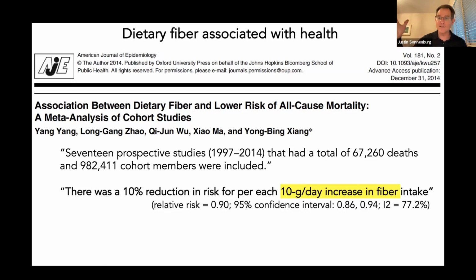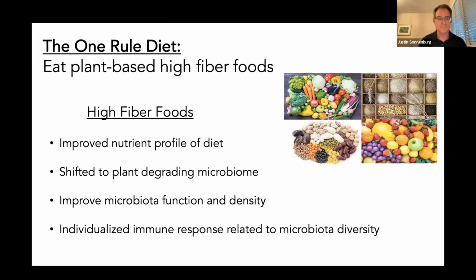Now, why would this have such a broad effect on all-cause mortality? Well, it may be that the increase in dietary fiber consumption is impacting inflammation, and inflammation is something that's at the root of many different diseases that can cause death.